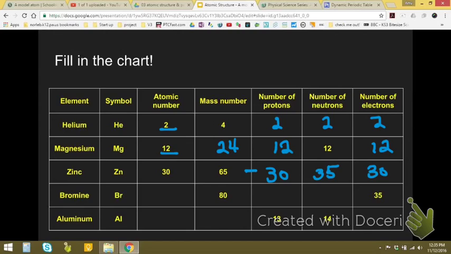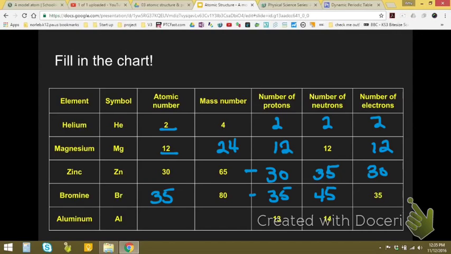Moving on to bromine. This one we're given a little less information, but we know that electrons will be equal to protons, so that the atom is neutral. And then, in order to figure out neutrons, we can subtract 80 minus 35 gives us 45 neutrons. And our atomic number will always be the same as the number of protons.